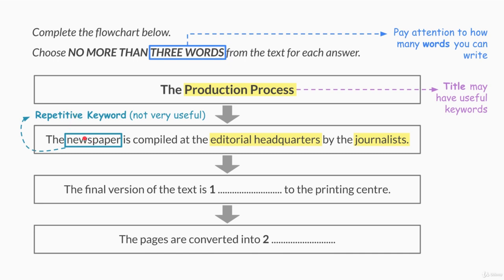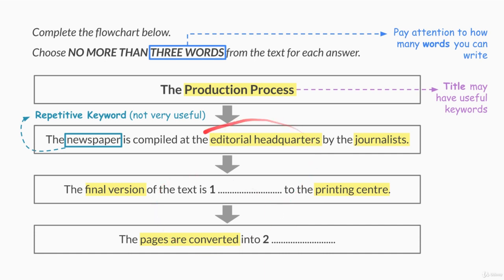The whole article is going to be about newspaper, so this keyword is going to appear again and again throughout the reading article, and it's not really going to help me very much to locate this matching sentence. So I haven't marked this and I'm going to skip over this keyword. Let's move on to question number 1 and mark some keywords here. Here I have final version and printing center. And then for number 2, I have pages and something about pages being converted into something else.